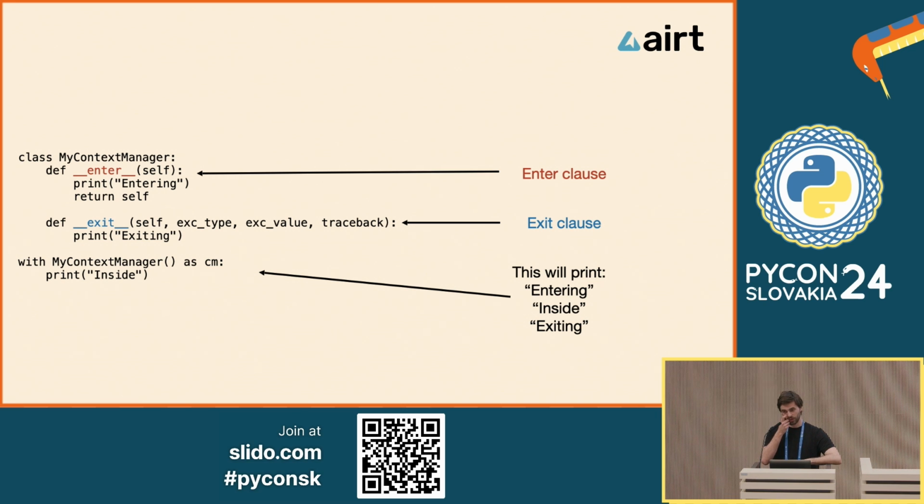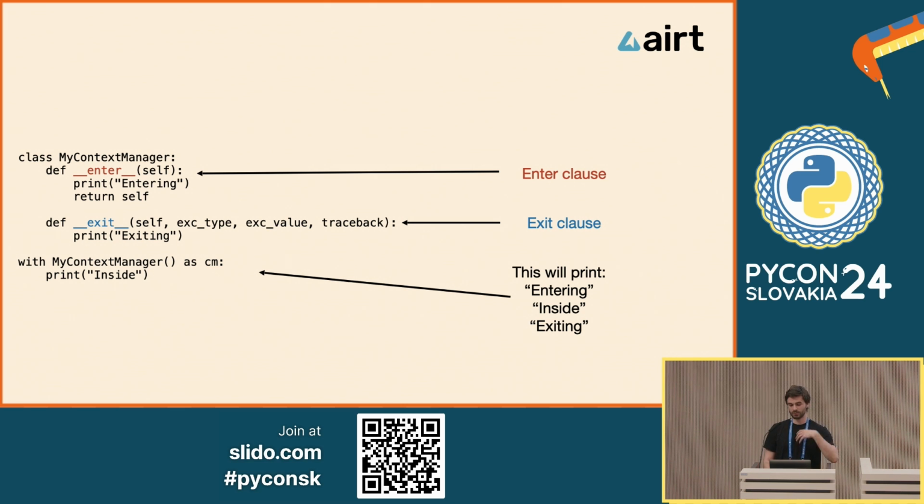What's really important for us in this case, you can see that exit takes some parameters like exception type, exception value, and traceback. Basically, context managers guarantee that whatever happens inside of the context, if you get some exception, the context manager will always execute the exit clause. That's why it's a good practice to open your files with context managers, because if you do something wrong and you get an exception, the context manager will take care of closing that file for you.